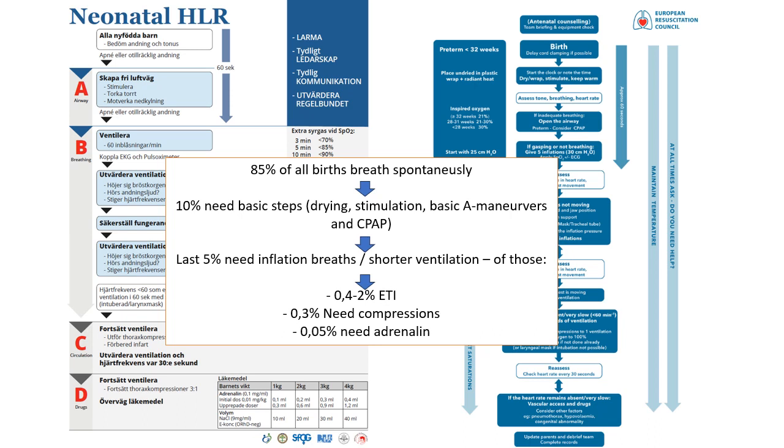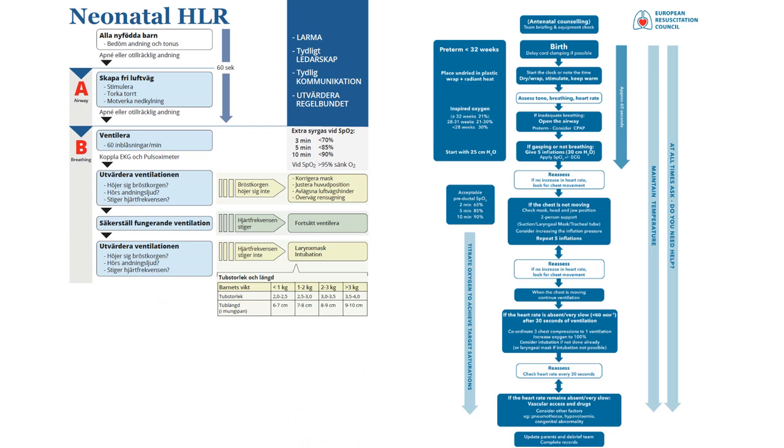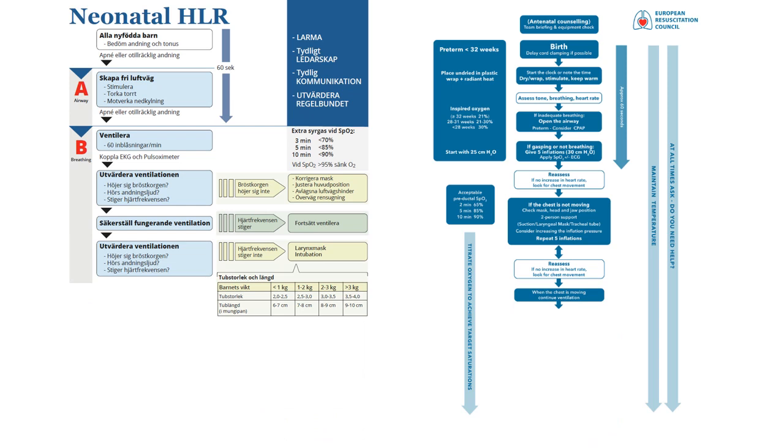So compressions is not uncommon. I've seen it quite a few times. So that's not uncommon, and it's, in my opinion, not 0.3%. But it's a little bit more. But as you see, it's really rare that we need to give adrenaline, which is far, far down the algorithm. So, in fact, for emergency physicians, we should probably focus on the top part of the algorithm, the AB part. This is really where we need to know our stuff.